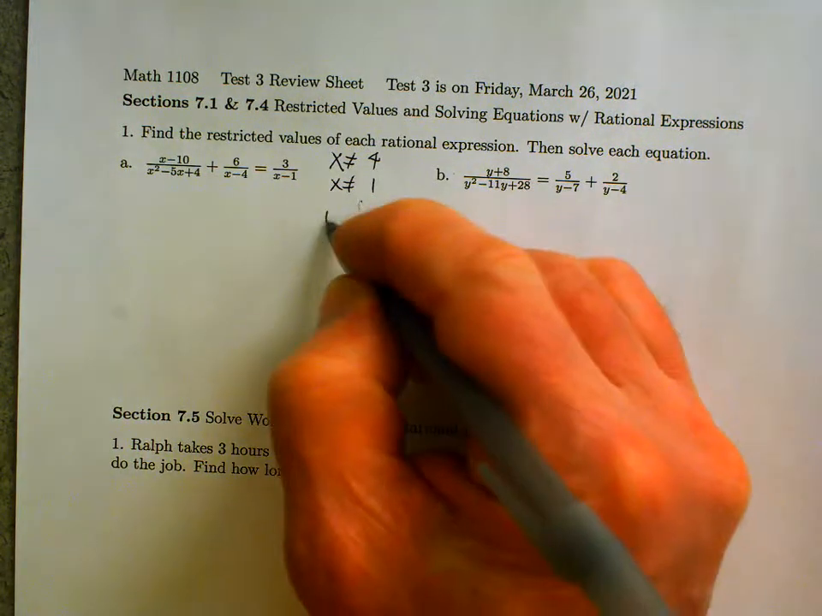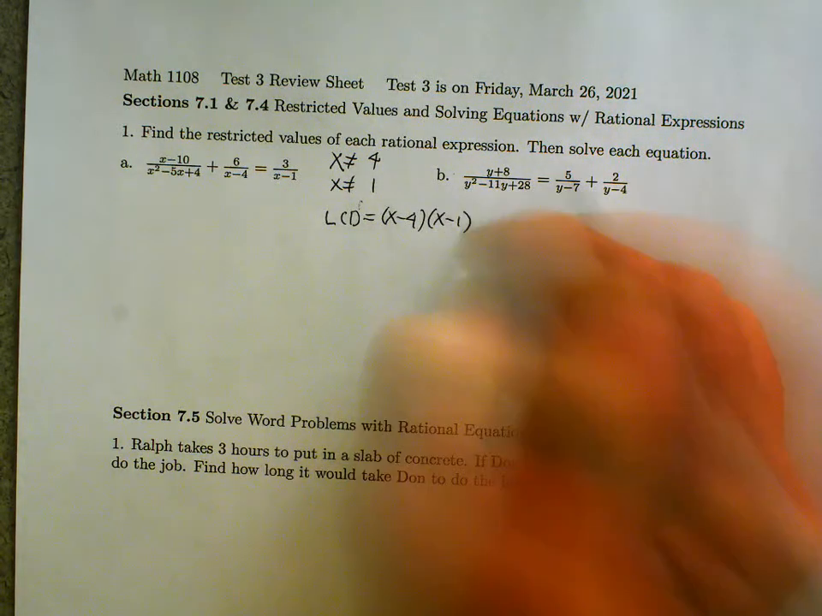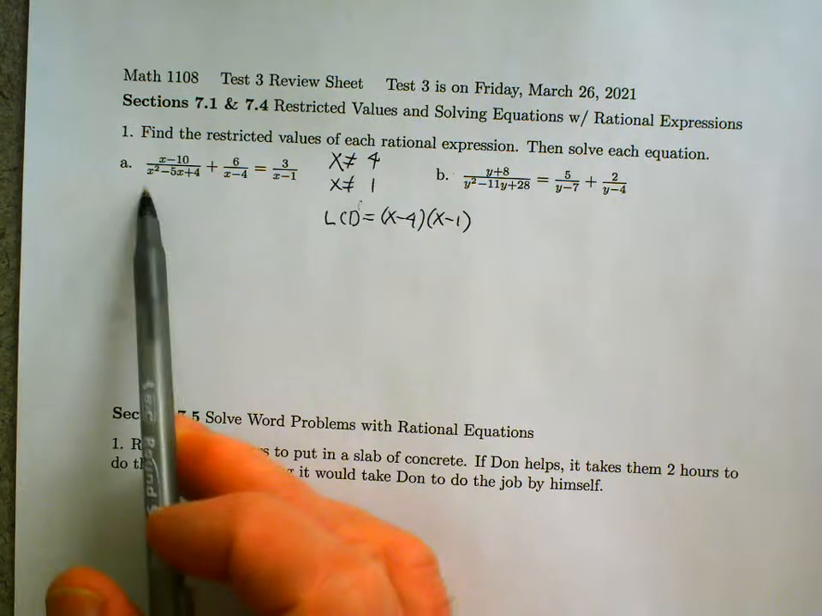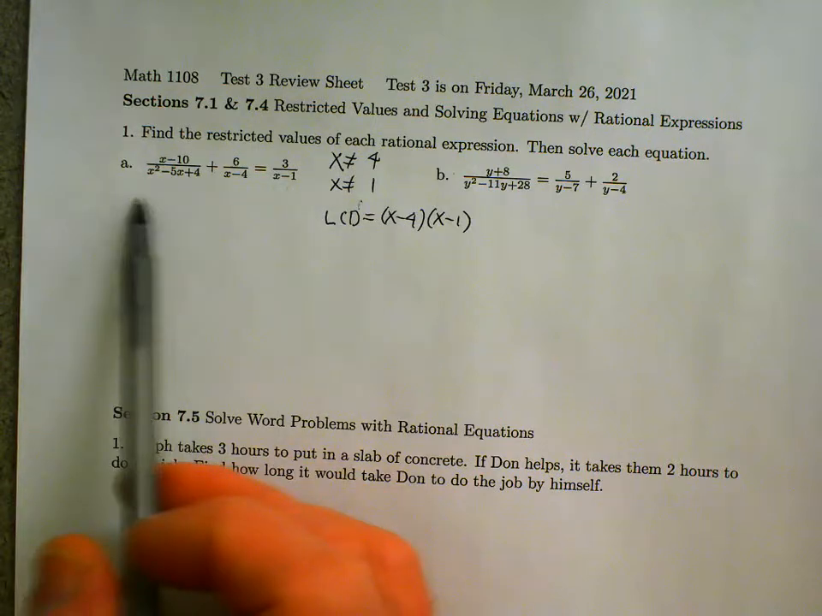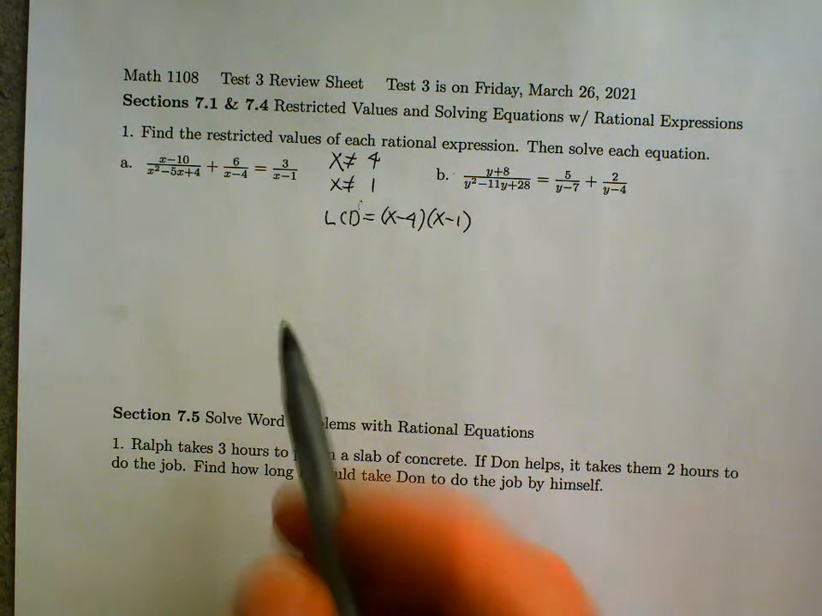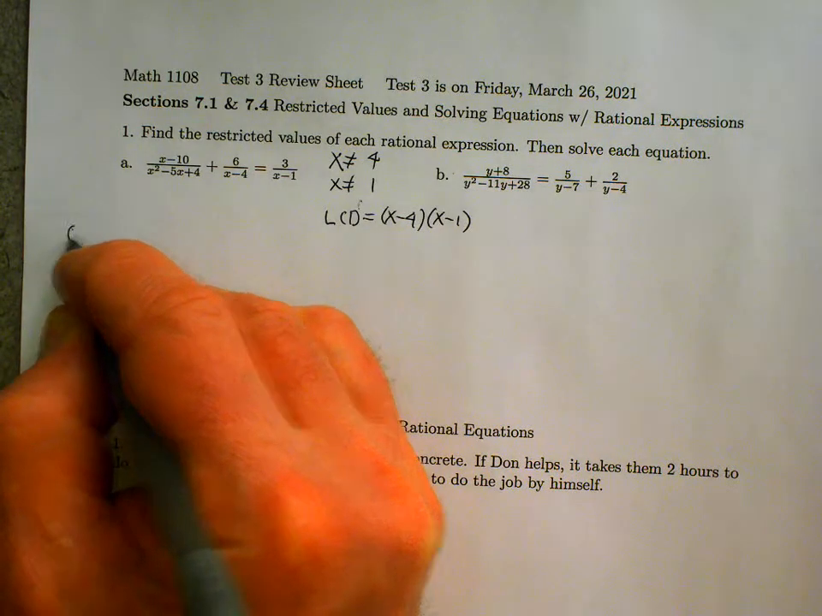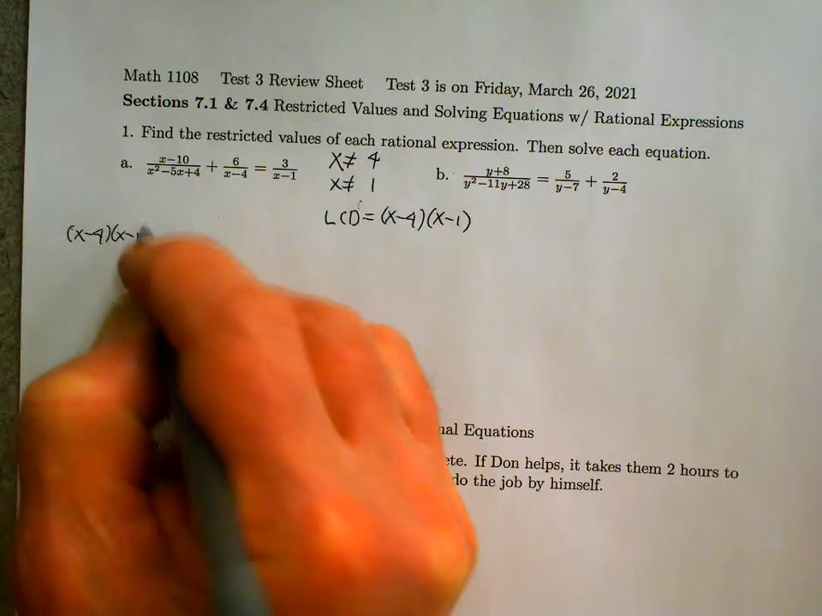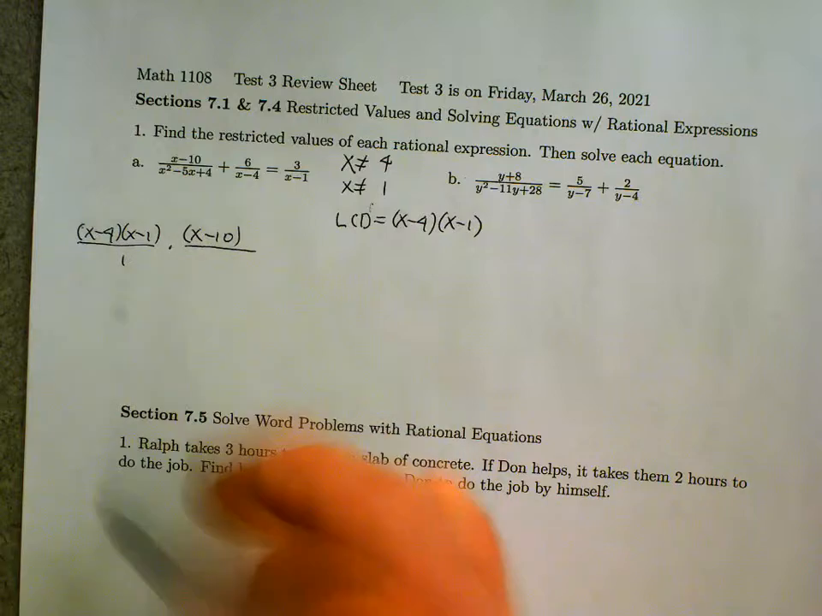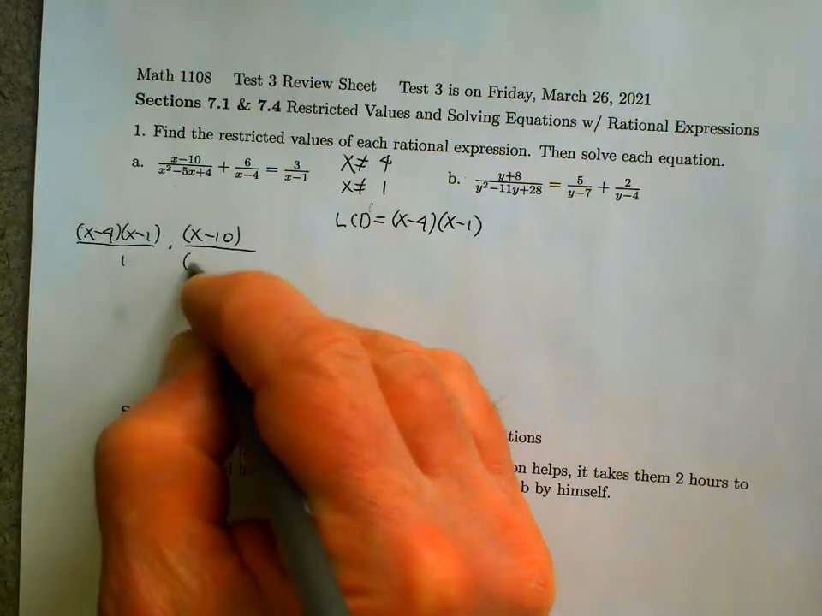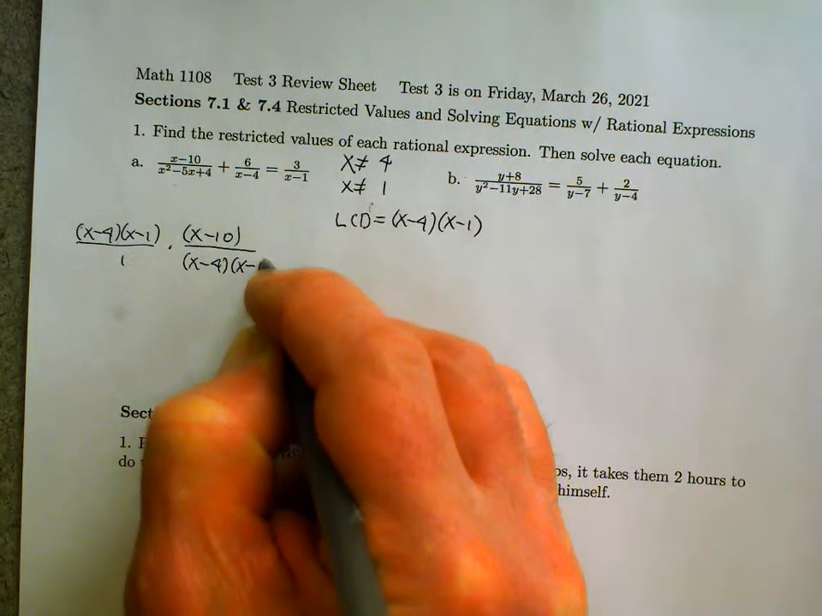The least common denominator is x minus 4 times x minus 1, which is the same as x squared minus 5x plus 4. So we clear the denominators, multiply every term on both sides by the least common denominator. So on the left-hand side, multiply by x minus 4 times x minus 1. And then I'll write the denominator in factored form. Instead of x squared minus 5x plus 4, we can write x minus 4 times x minus 1.